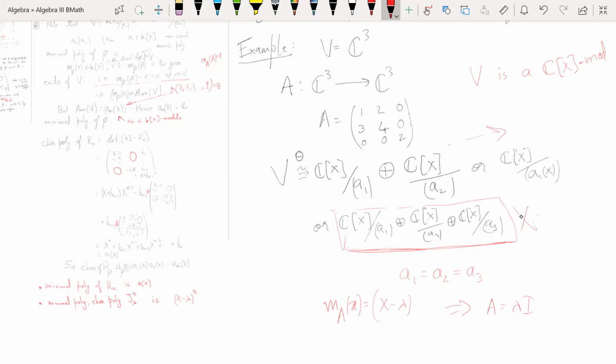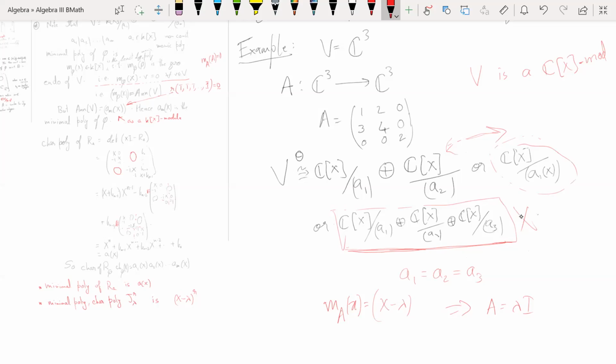So which one will it be? Whether it's C[X] mod a1(X) or it's this. Since I have taken a matrix which is somewhat random, it should be this one, if you want to guess. If something special has happened, that's when you get two factors. For a general matrix you'll get only one factor.